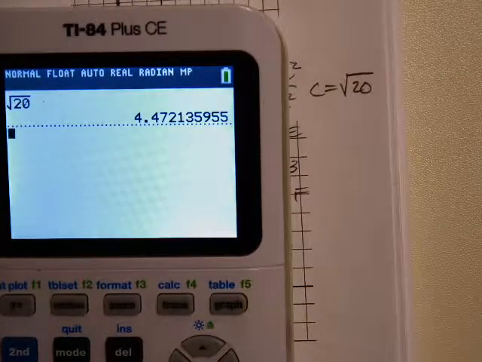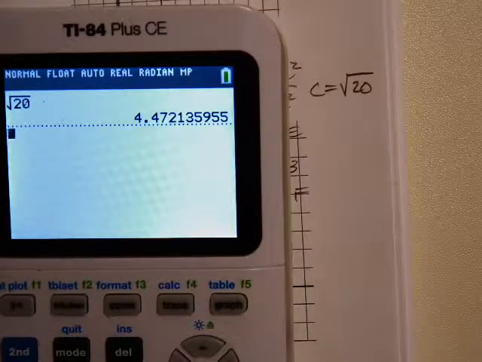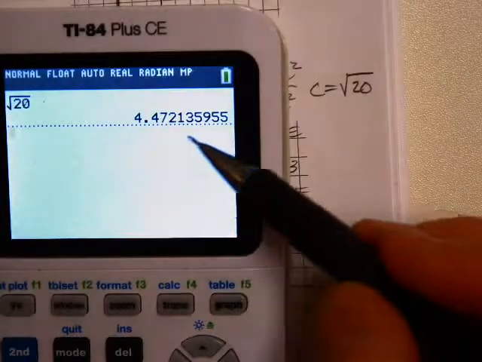Here's what you need to know about a square root like this. This is irrational. There's a lot of irrational numbers in the world. What I mean by irrational is it's like pi. It's never ending and it's never repeating. So we can't write it as a fraction. It never repeats.